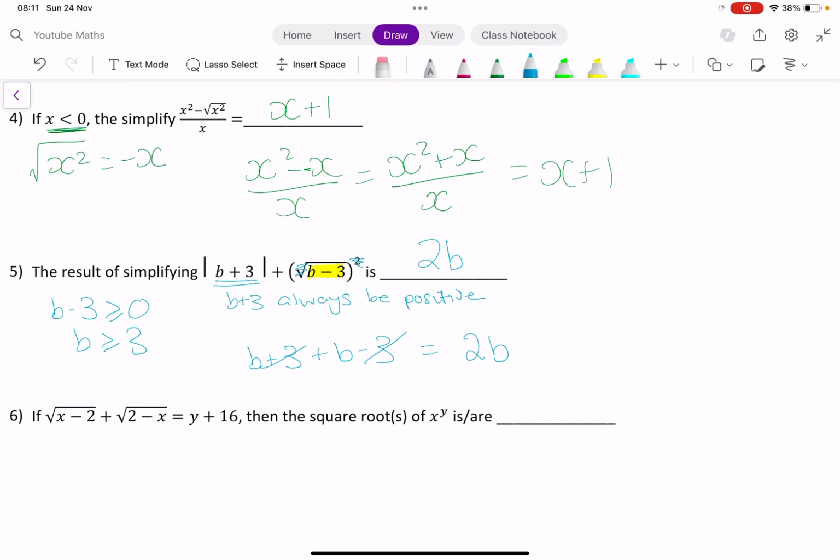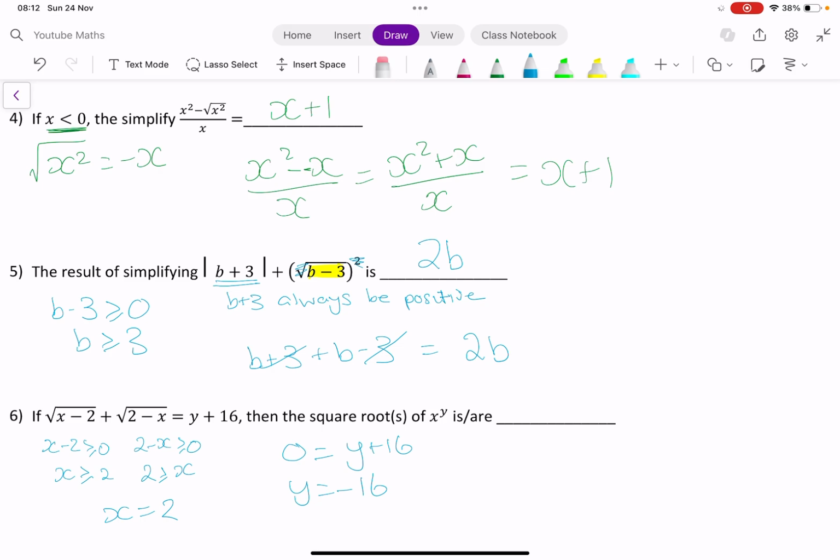We've got root x minus 2 plus root 2 minus x equals y plus 16. Here it says x minus 2 has to be greater than or equal to 0, 2 minus x has to be greater than or equal to 0, which means that x has to be greater than or equal to 2, or x has to be less than or equal to 2, which means that x has to equal 2. Using that, the left-hand side would equal 0, which means y plus 16. Y has to be minus 16.